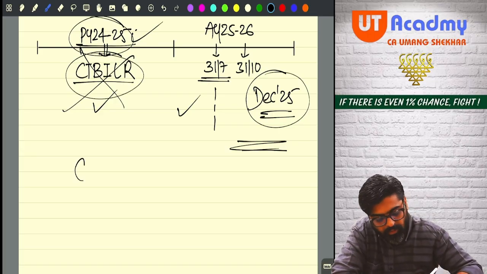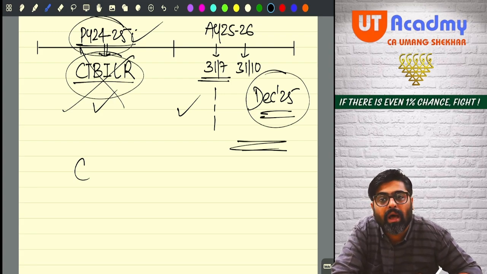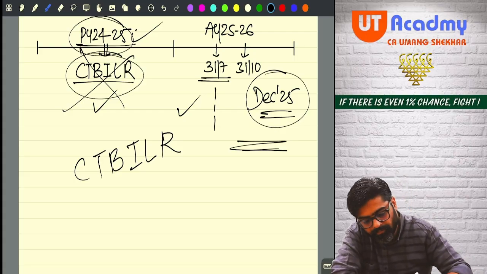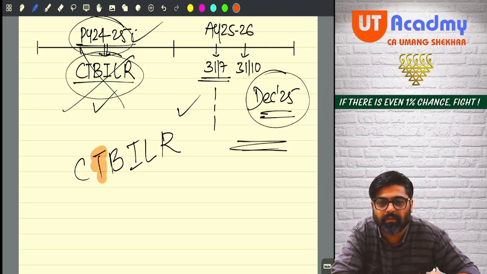So do you remember CTBILR? C for contributions to the employees provident fund, RPF, SAF, approved gratuity fund; T for taxes; B for bonus and commission; I for interest; L for leave salary; and R for railway assets, amount payable for use of railway assets. Yes or no? Can you see the second point? Second point is T for taxes.